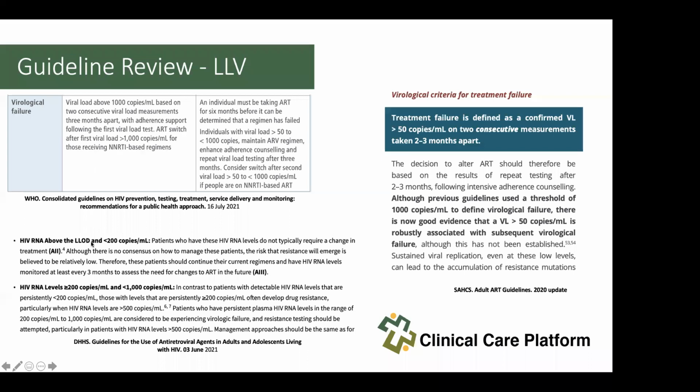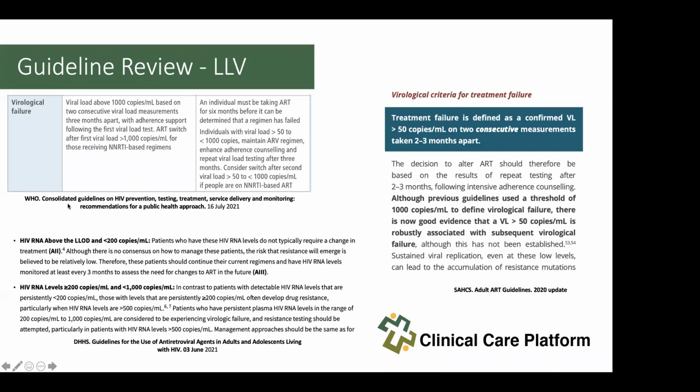Maybe before I talk about WHO, at the bottom here, this is the American guidelines. You can see they were updated in June this year. What is very interesting is that the Americans define low-level viremia as a viral load between 50 and 200. So a viral load between 50 and 200 is a gray area where they'll probably give it back to the clinician to decide what they want to do. But any viral load above 200 in the US is considered a possible treatment failure that needs to be evaluated. So you see the differences between the countries, and that's why this topic of what is the best approach to manage these patients correctly is important.